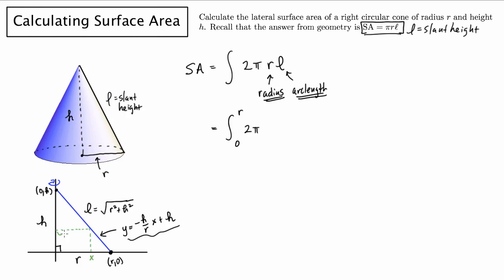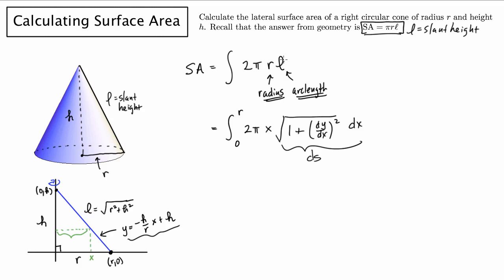So the radius here, which is this length, is nothing more than an x value. And the x values, of course, range from 0 to r. It can be anything from 0 to r, that's the radius length. And then the arc length here is the square root of 1 plus, well, typically we say (dy/dx) squared dx. So this is the arc length element ds.